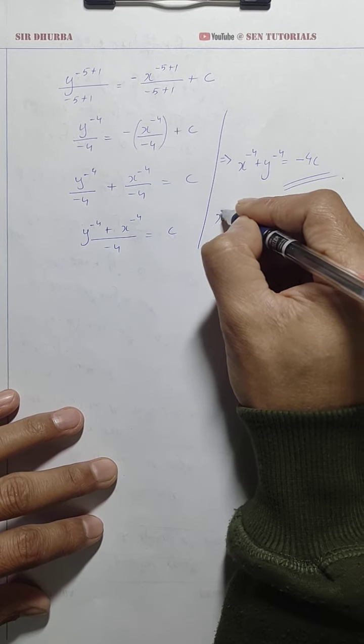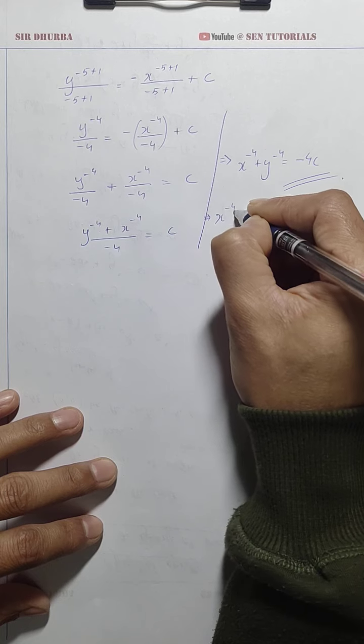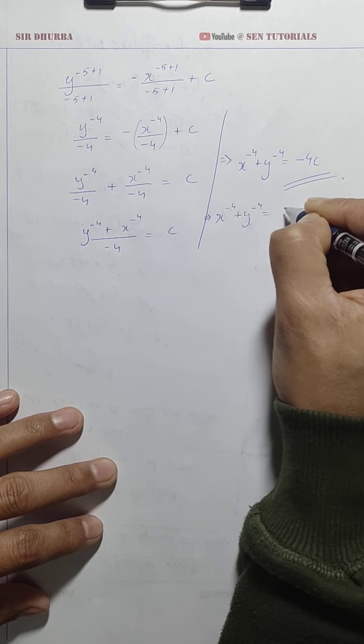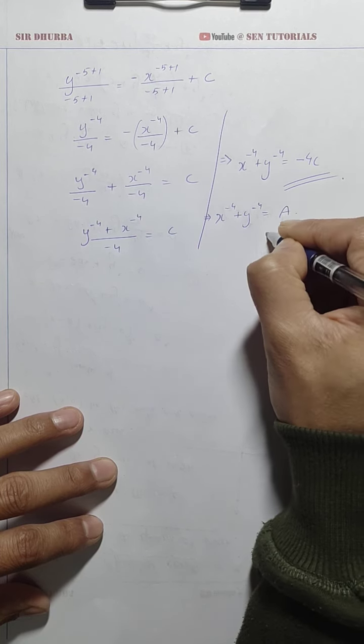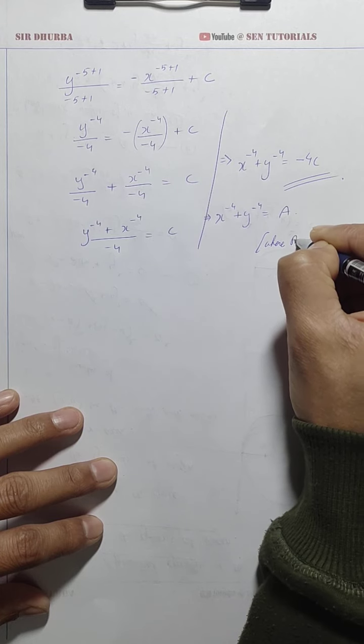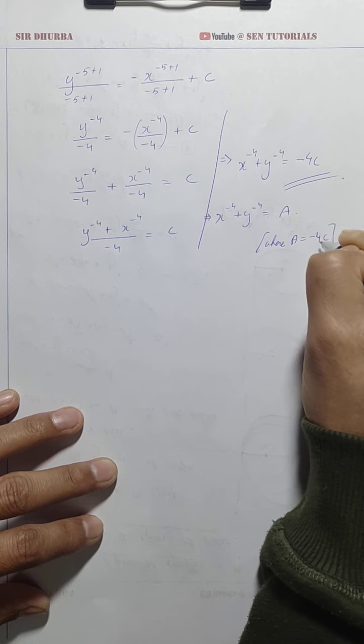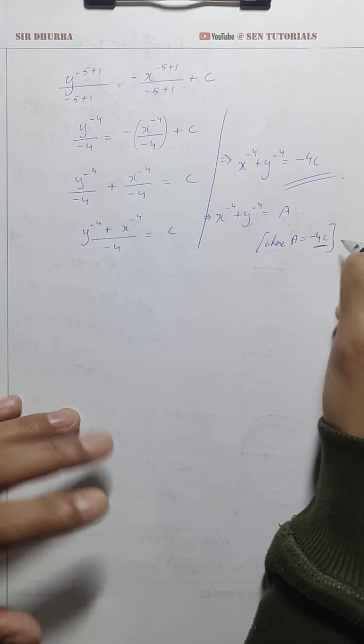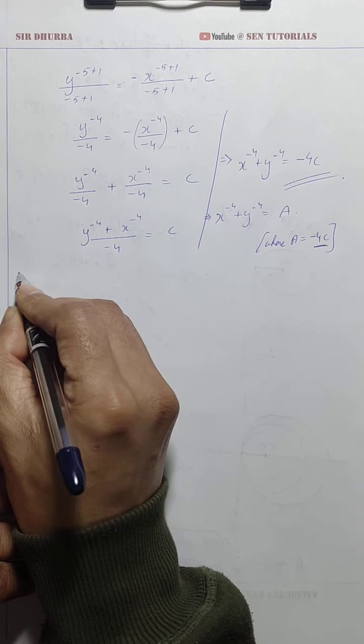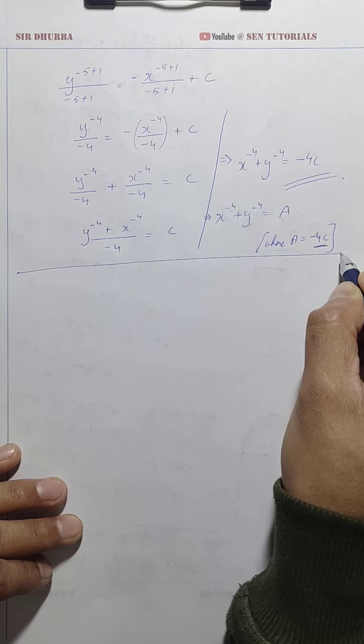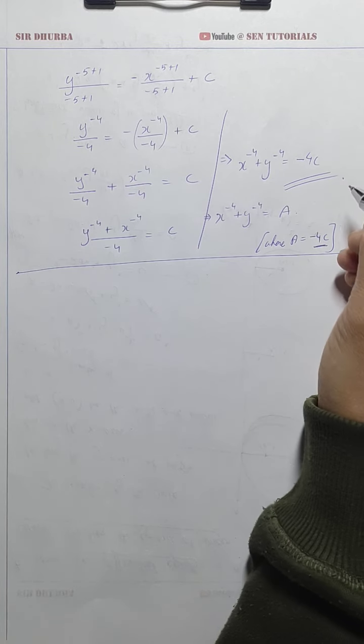Or as per the textbook, we can have x power minus 4 plus y power minus 4 equal to a. Why a? A is minus 4c. A is a constant, and minus 4c is also a constant. So does it matter? No. So can I keep it like this? No problem.